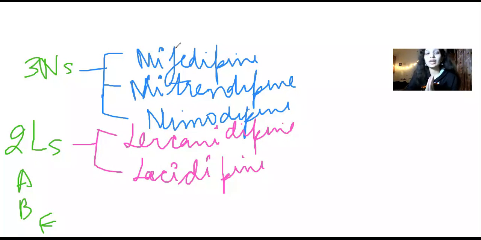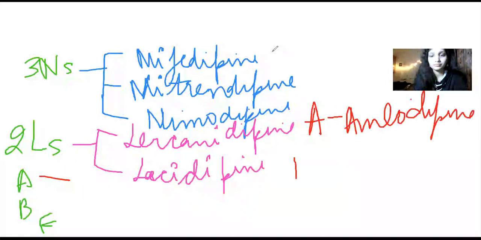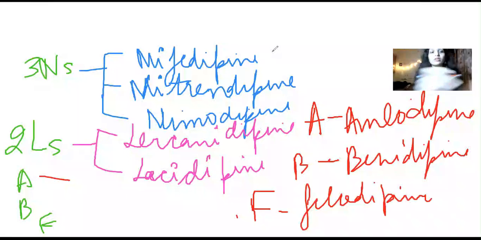So now we have A, B and F. In ABF we have amlodipine, B for benidipine and F for felodipine. So in dihydropyridines we have three N's, and all drugs end with pine. So we have three N's, two L's and A, B and F. Next we'll talk about actions of calcium channel blockers.